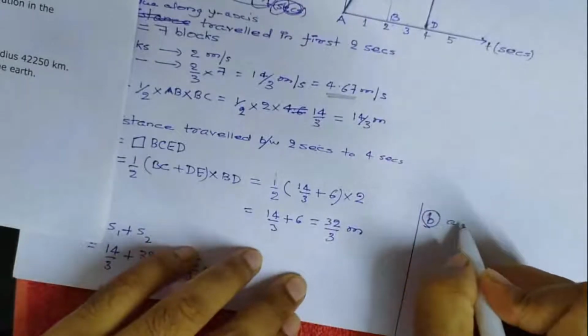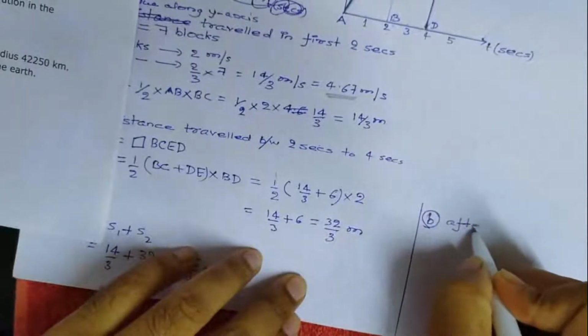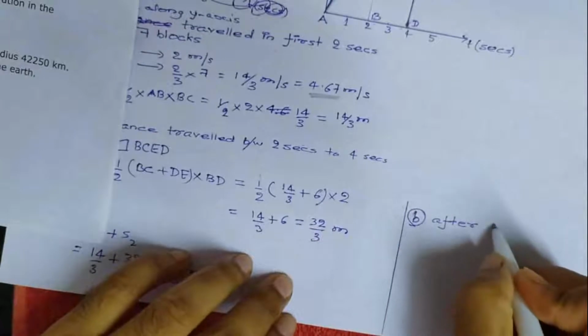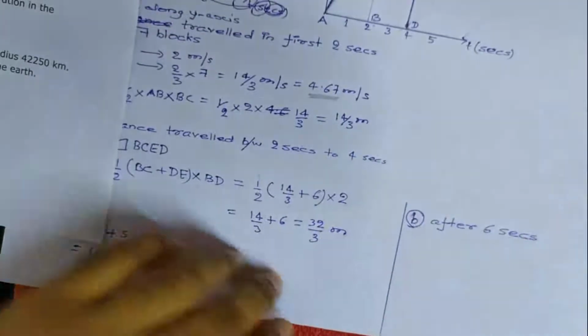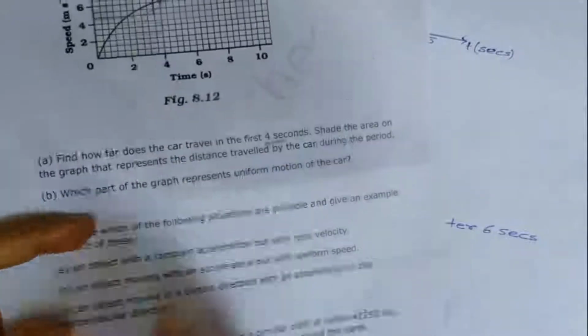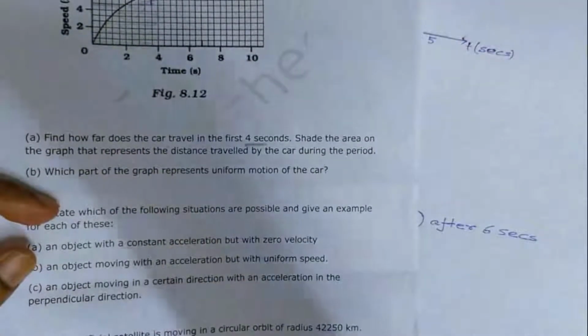So the answer is, after 6 seconds the graph represents uniform motion of the car.